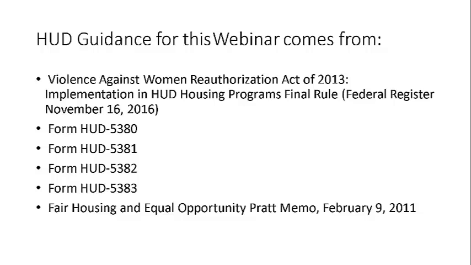Now, we're getting some guidance for this webinar. We've taken and looked up the Violence Against Women's Reauthorization Act of 2013. It's implemented in the HUD Housing Programs final rule, and we've got the Form 5380, and we'll go through some of these forms, 5381, 5382, and 5383. And then we'll also discuss the Fair Housing and Equal Opportunity Pratt Memo in 2011 as well. So these are the basics of what we're getting our information from, and we'll discuss each of those. And of course, HUD has numbers for all of these, so we've got the 5381 through the 5383.